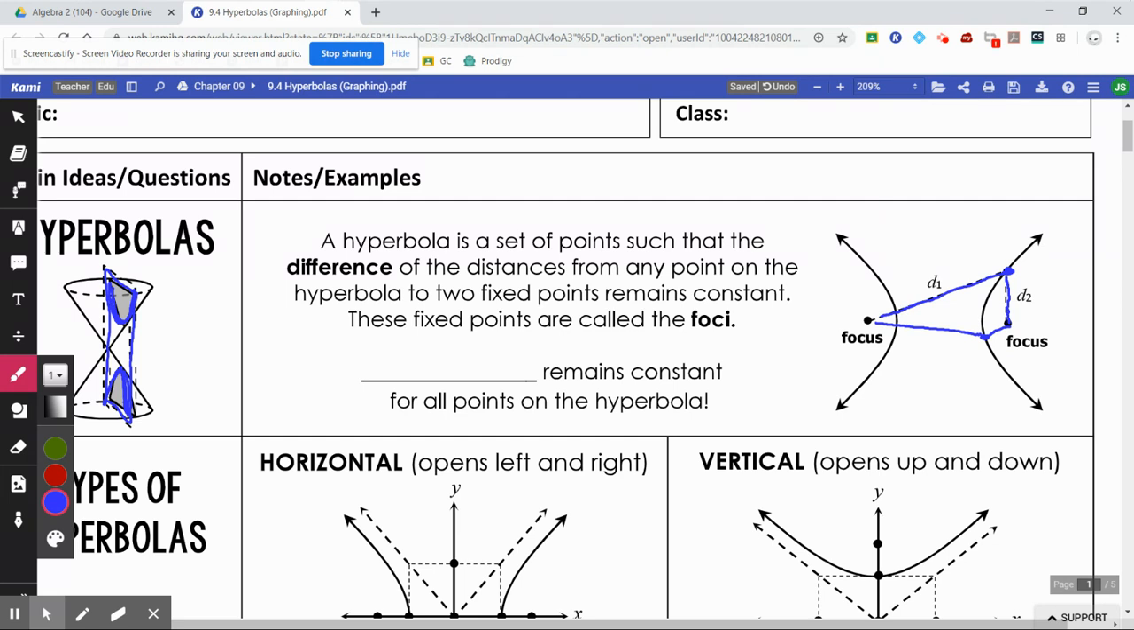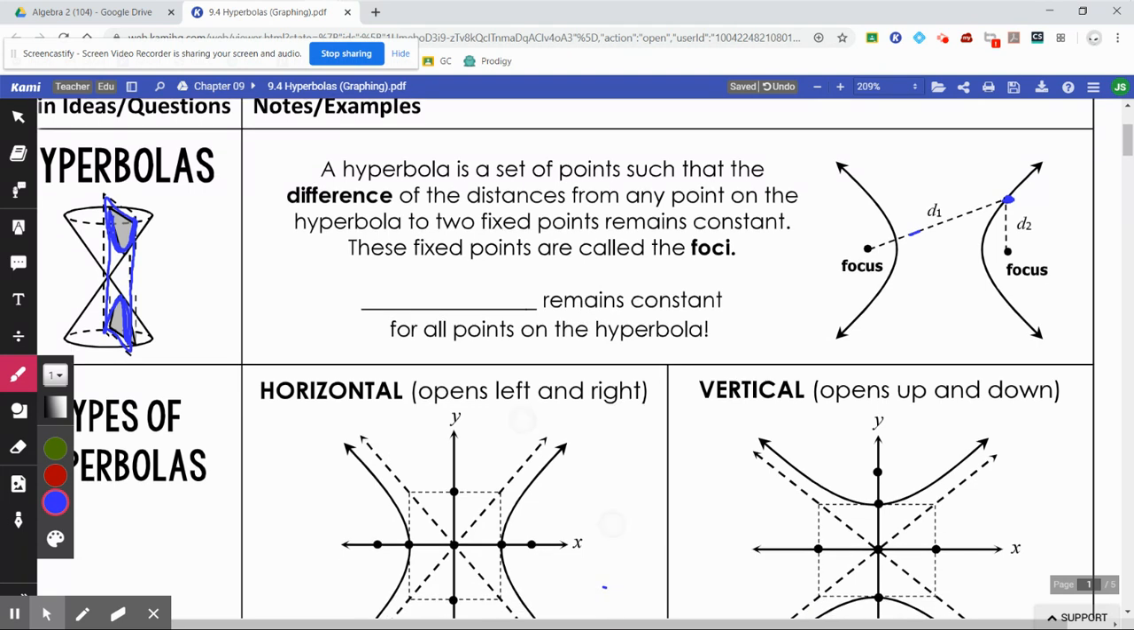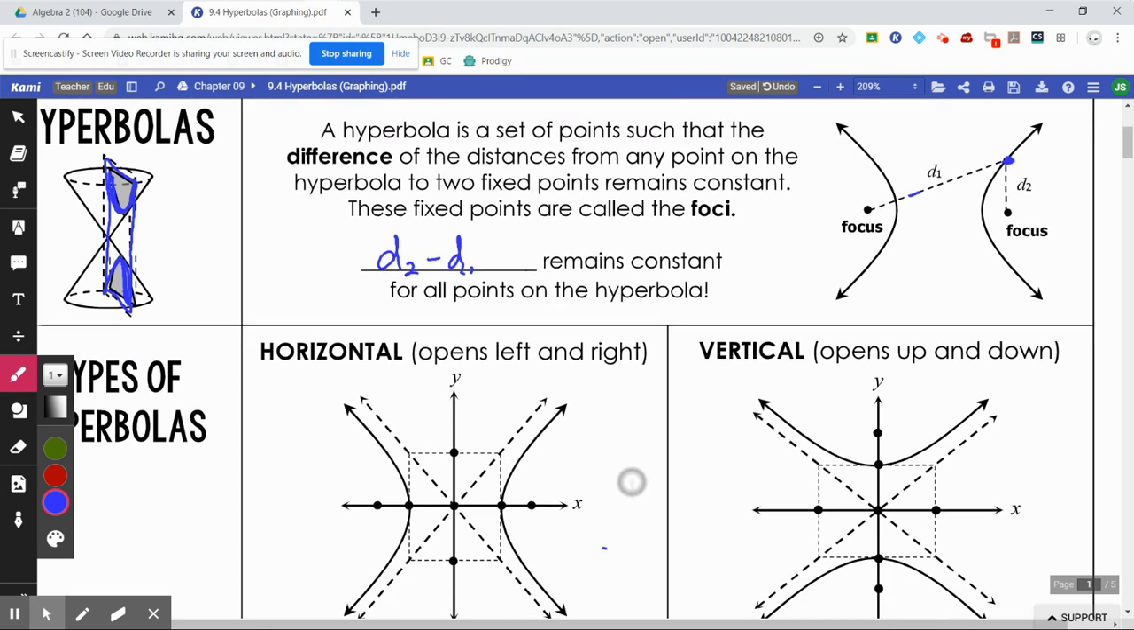These fixed points are called the foci. You have a focus here and a focus here. As you did with an ellipse, you're going to notice a lot of similarities between a hyperbola and the ellipse that we talked about a few lessons ago. So therefore, in this picture, D2 minus D1 remains constant. No matter what point you pick, it's going to be the exact same constant.